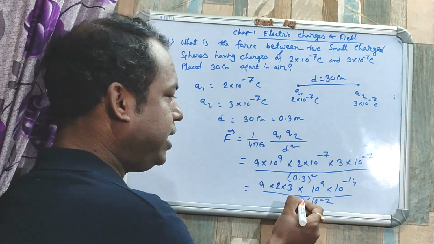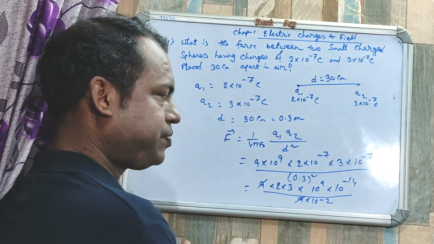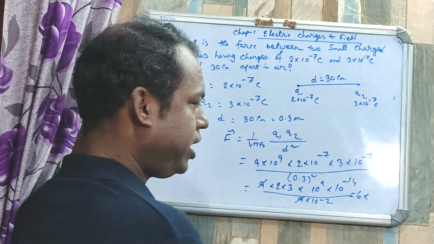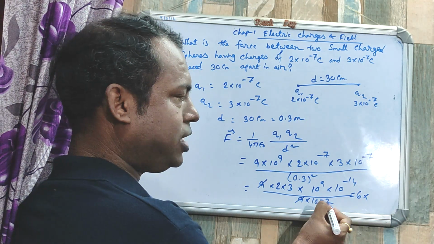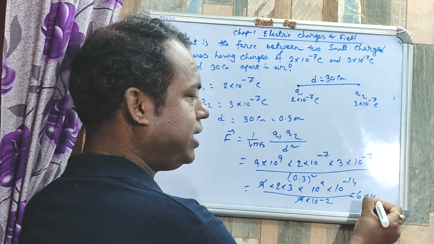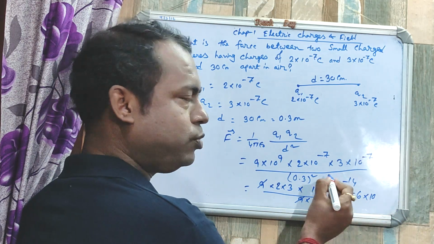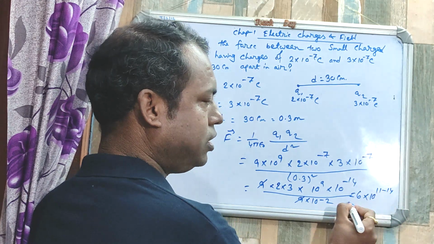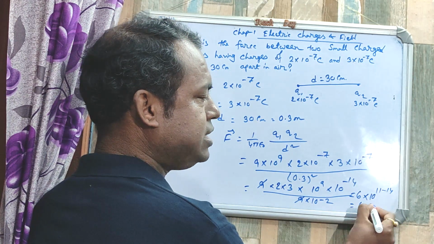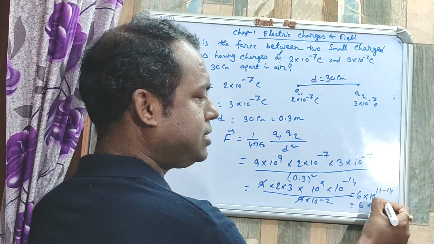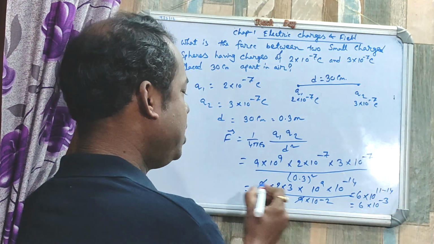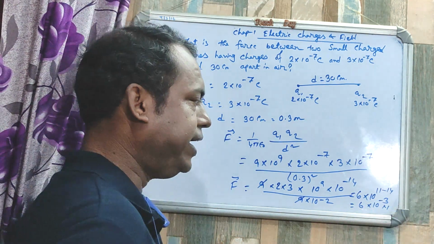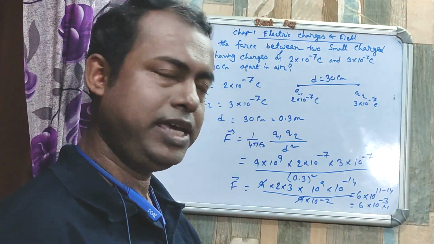So now 9 cancels out, so that is 2 into 3, which is equal to 6. Now the power of 10 is minus 2, so it may be written as 10 to the power 9 plus 2, that is 11, minus 14. So that equals 6 into 10 to the power minus 3. This is the force. What is the unit of the force? Obviously Newton. So we write 6 into 10 to the power minus 3 Newton.